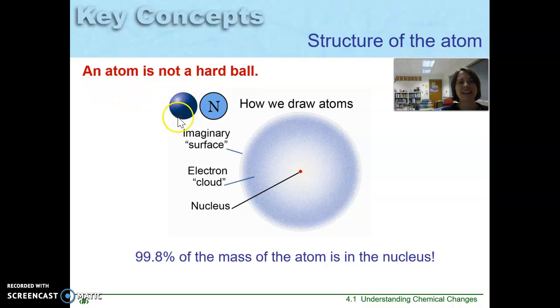An atom is not like a hard ball, like a billiard ball or a pool ball. It has a diffuse electron cloud around it. Most of the mass is in the nucleus, but the nucleus takes up just a teeny part of the whole volume. I've heard the analogy that if this was a football field, there would be just a paper clip or a dime in the middle, and that would be the nucleus.